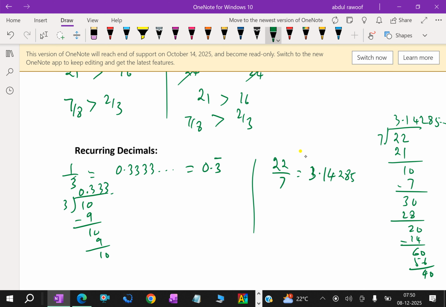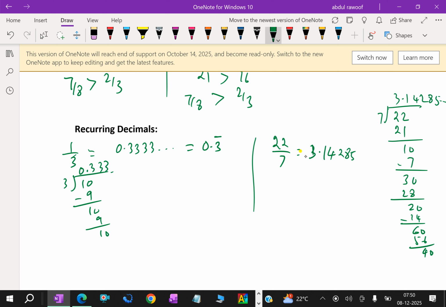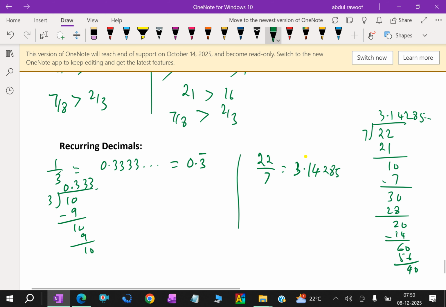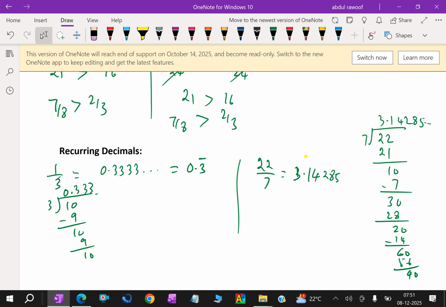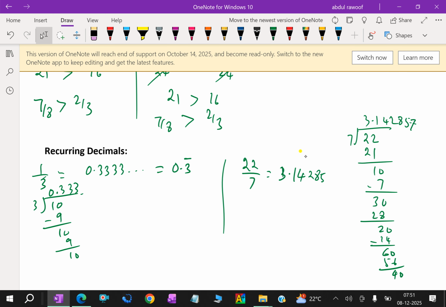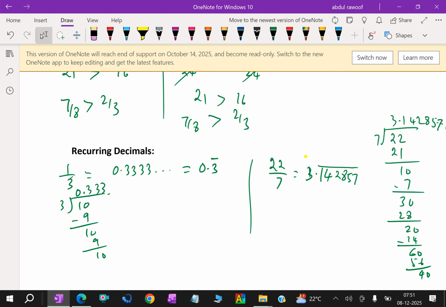So we can write this approximately as 3.142857, and further 7 sevens are 49, and continuing, the digits 142857 repeat, then 1 and it continues. That means it is repeating: 3.142857, and these digits repeat. This is called a recurring decimal.